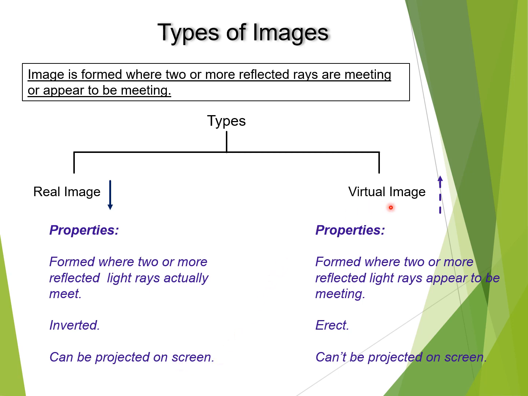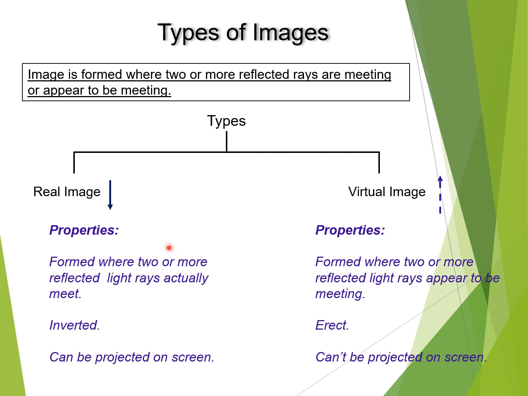Now let's come to the virtual image. A virtual image is formed where two or more reflected rays appear to be meeting. In a real image, the reflected rays are actually meeting, whereas in a virtual image, the reflected rays only appear to be meeting. The second property is that it shall be erect, as can be seen here. And the third is that it cannot be projected on a screen. So these are the two types of images.